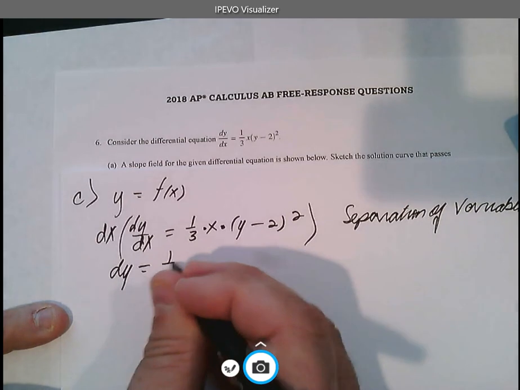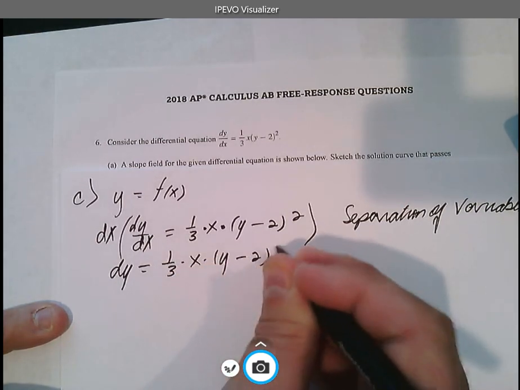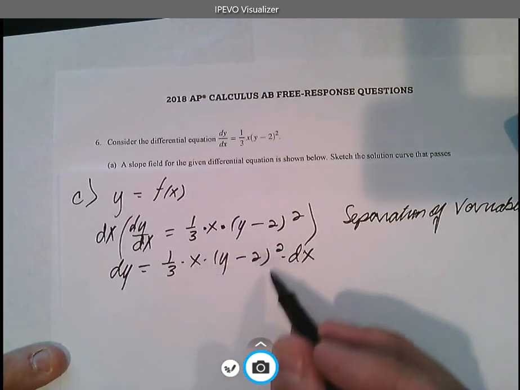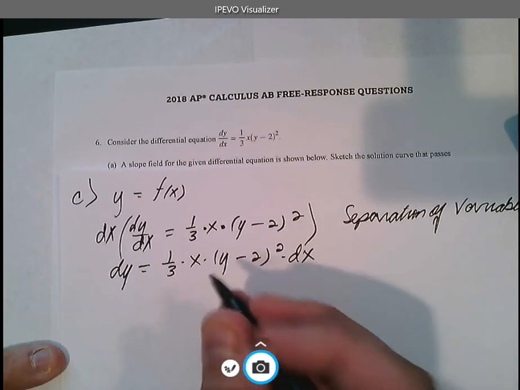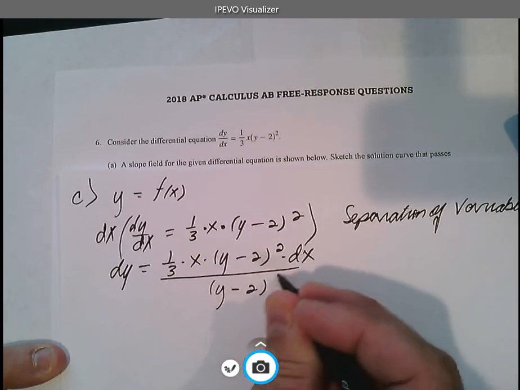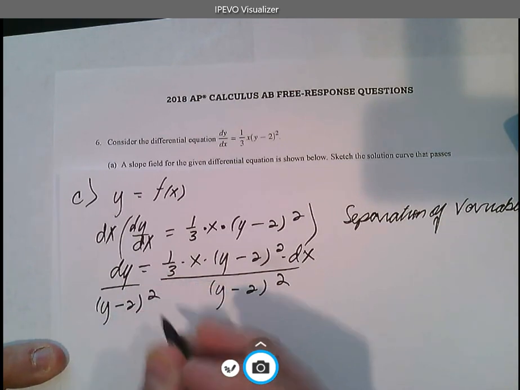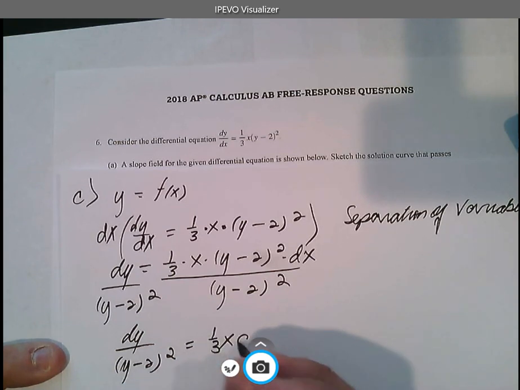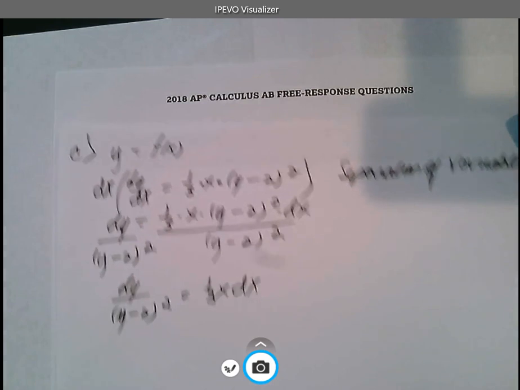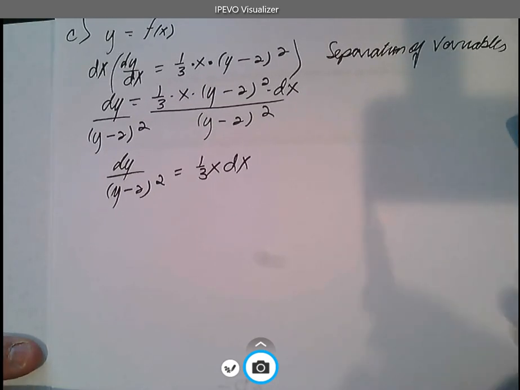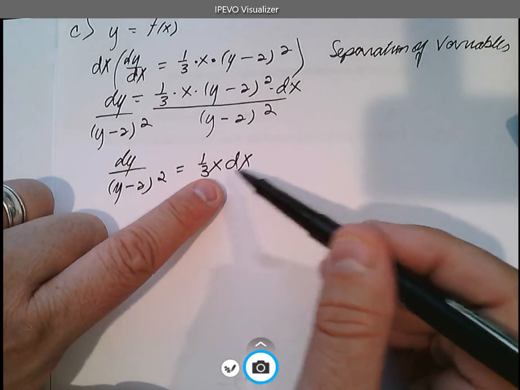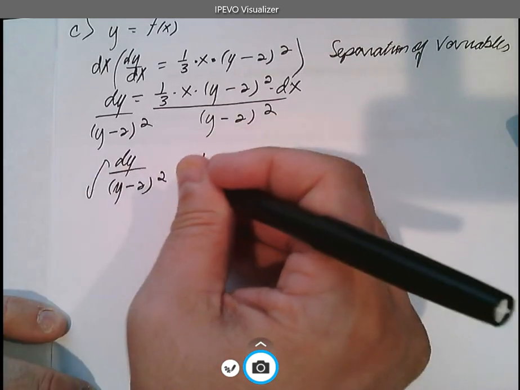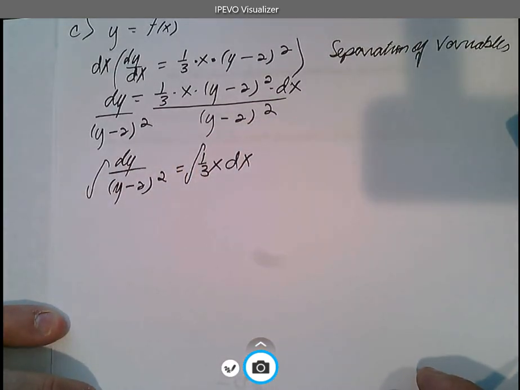dy is equal to 1/3 times x times (y minus 2) squared times dx. I still have an expression involving y on the right-hand side. I'm going to divide both sides by (y minus 2) squared. So we get dy over (y minus 2) squared equals 1/3 x dx. At this point, I have successfully separated the variables. I have x and dx on one side, y and dy on the other. This is when we're going to integrate both sides.